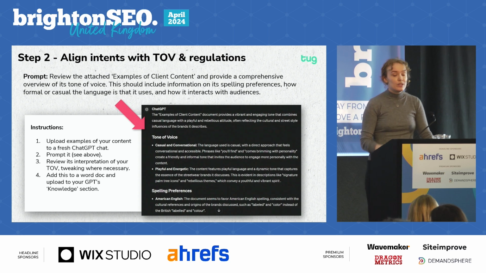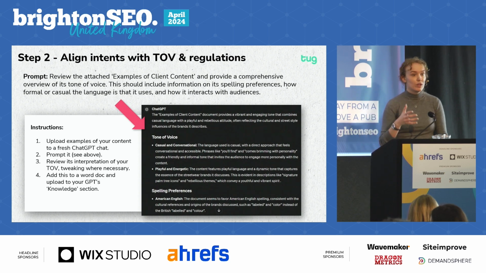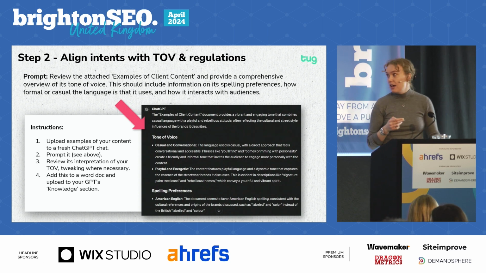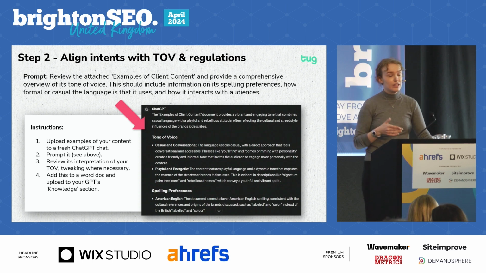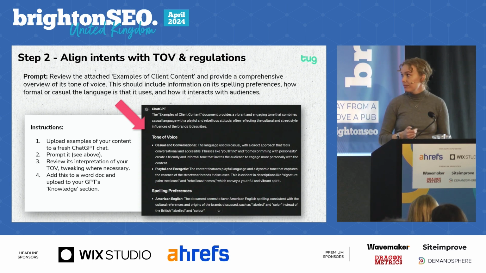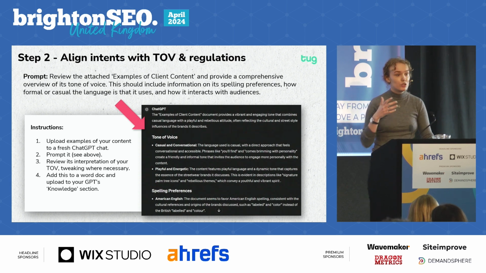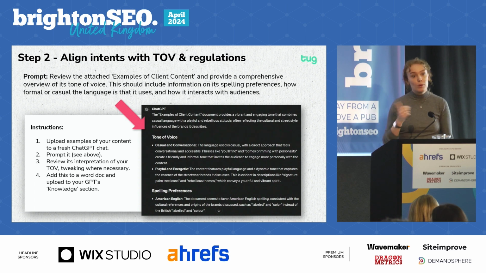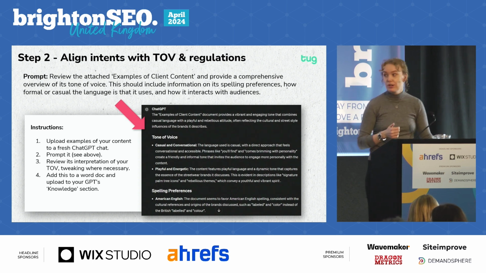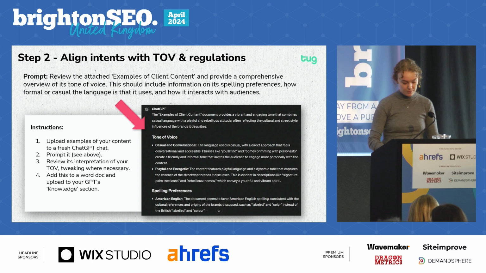And then what it should do is provide its own interpretation of what it thinks your tone of voice is, pulling on your examples of client content and what you've prompted it with. You can then review its interpretation, tweak it where you think is necessary, pop it into a Word doc, and then upload this to the knowledge section of your custom GPT.